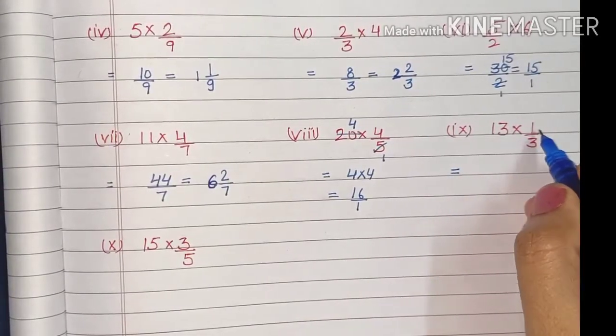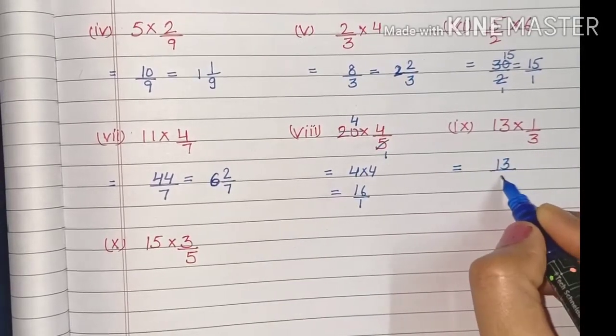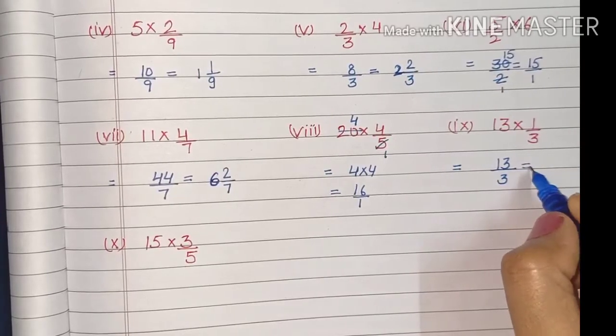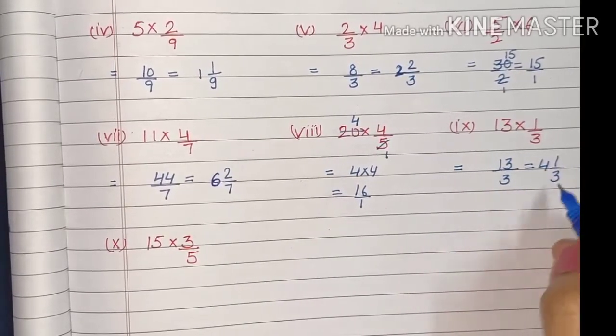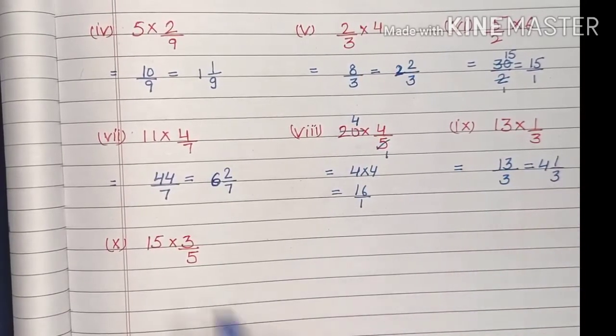Ninth part, 13 into 1 upon 3. So it will be 13 1s are 13 upon 3. And its mixed fraction will be 4 and 1 by 3. Because already it is in the lowest form. Now we will change it into a mixed fraction. It is 4 and 1 by 3.